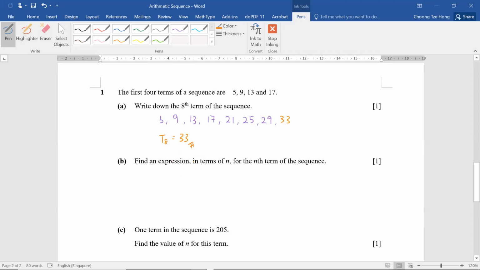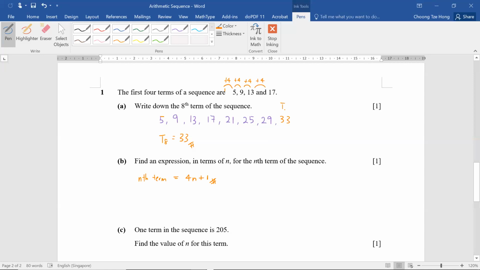Now let's practice what we just did. Find an expression in terms of n for the nth term of the sequence. So this one is what? Plus 4, plus 4, plus 4. So you can write the nth term, or Tn, will be 4n already. Then next you search for the number in front of the first one. If there's another number in front of the first one, what plus 4 will give you 5? The answer will be 1. So it's 4n plus 1. This will be the answer.